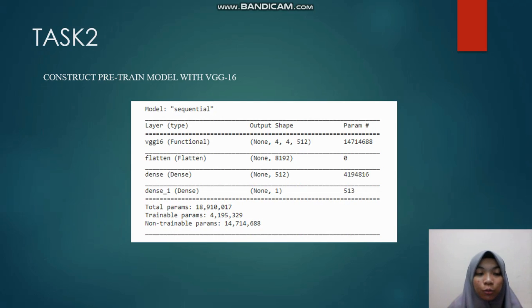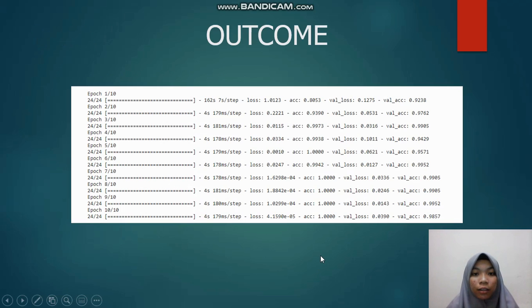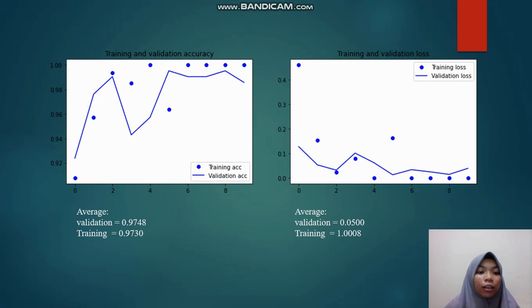Then, for task 2, we need to construct a pre-trained model with VGG16. This is the outcome of the VGG16 pre-trained model. The training and validation accuracy of VGG16 has average validation of 0.9748 and average training of 0.9730. For the training and validation loss, it has average validation of 0.05 and average training of 1.0008.